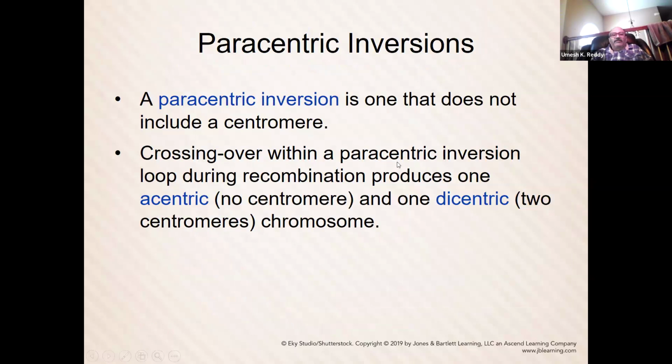centromere is next to the loop, then there will be more severe problems like dicentric chromosomes can form. Dicentric in the sense having two different centromeres. Acentric means there is no centromere.